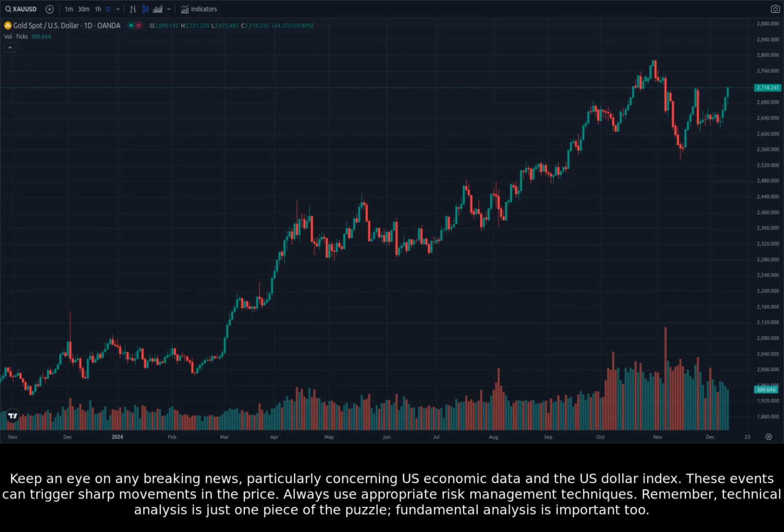Always use appropriate risk management techniques. Remember, technical analysis is just one piece of the puzzle. Fundamental analysis is important too.